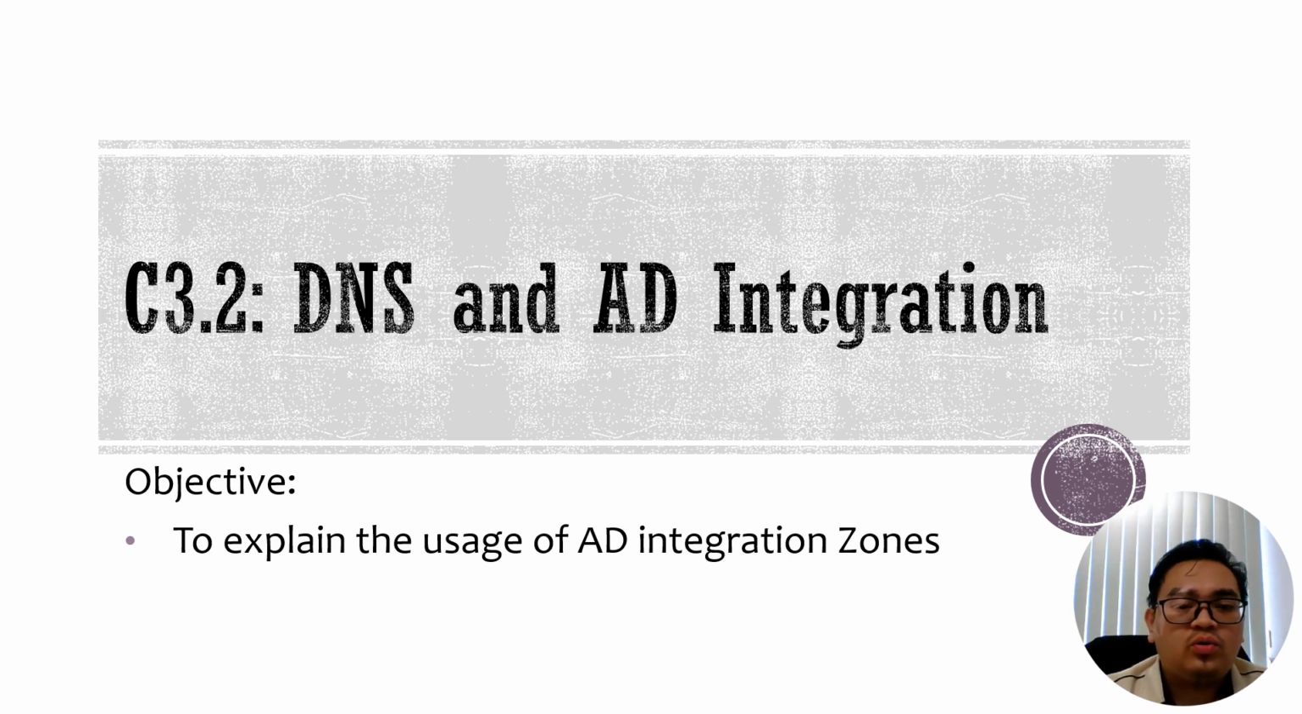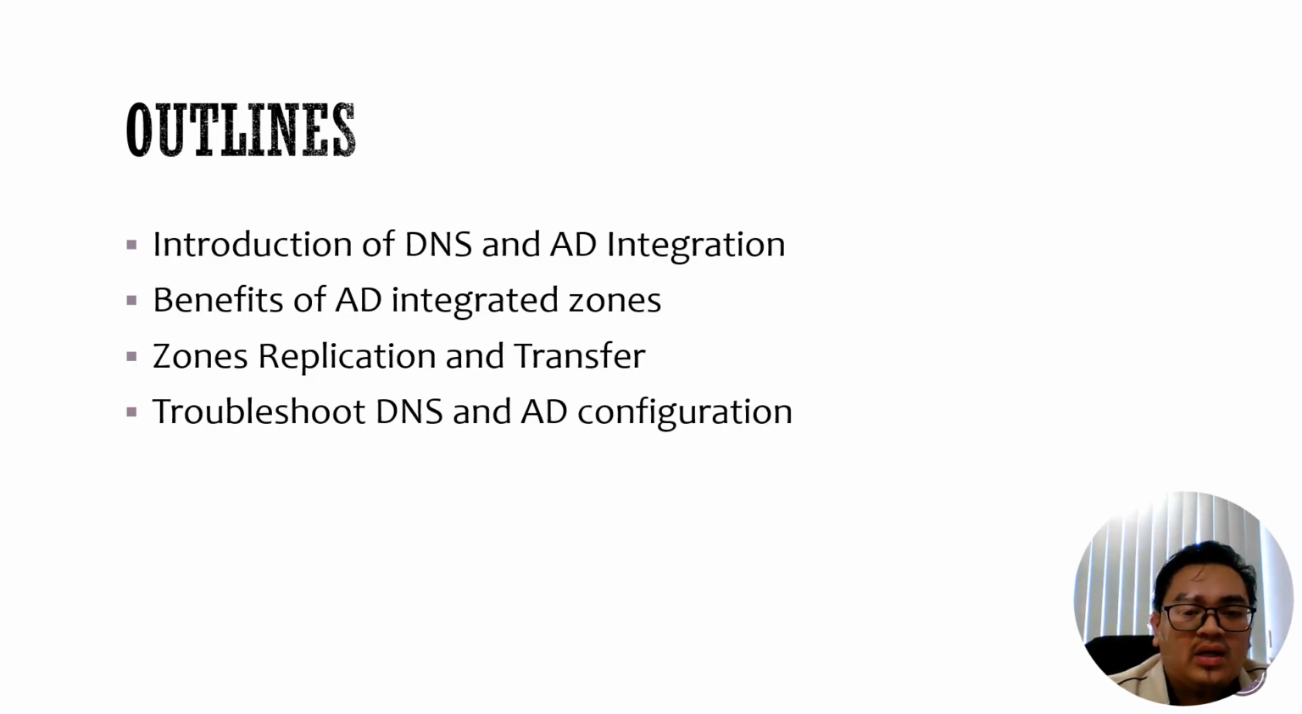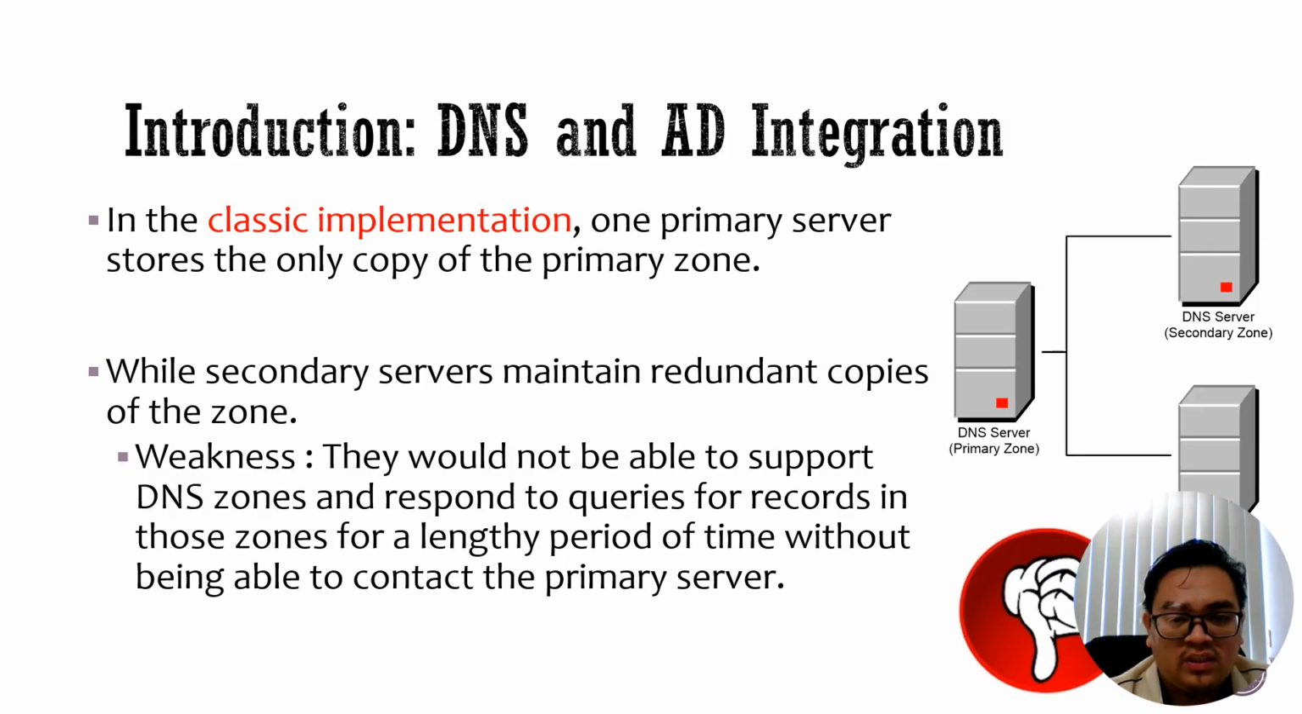So we continue to our chapter 3.2, DNS and AD Integration. The objective for this chapter is to explain the usage of AD integrated zones. This is the outline of how we will cover this chapter: introduction of DNS and AD integration, benefits of AD integrated zones, replications, transfer, and troubleshoot DNS and AD configuration.